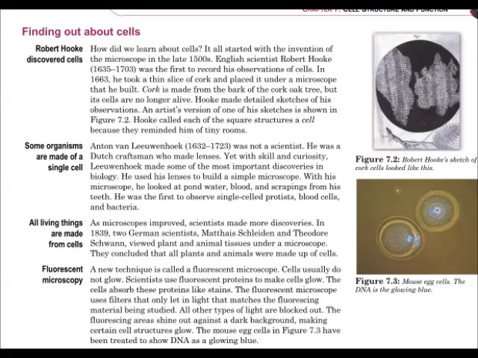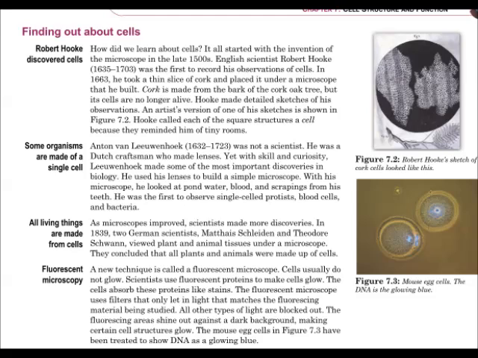Antoine van Leeuwenhoek was not a scientist. He was a Dutch craftsman who made lenses, yet with skill and curiosity, van Leeuwenhoek made some of the most important discoveries in biology. He used his lenses to build a simple microscope. With his microscope, he looked at pond water, blood, and scrapings from his own teeth. He was the first to observe single-celled protists, blood cells, and bacteria.